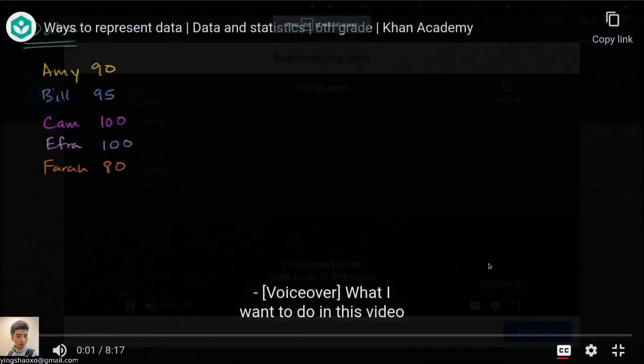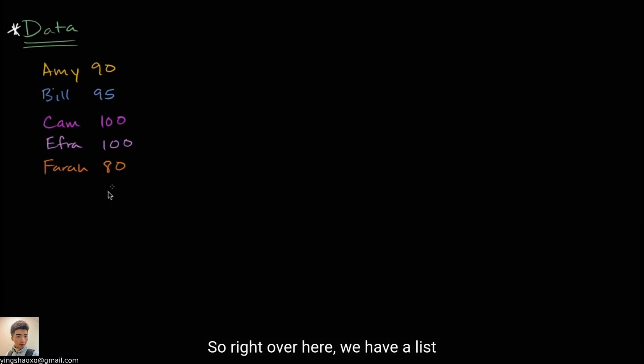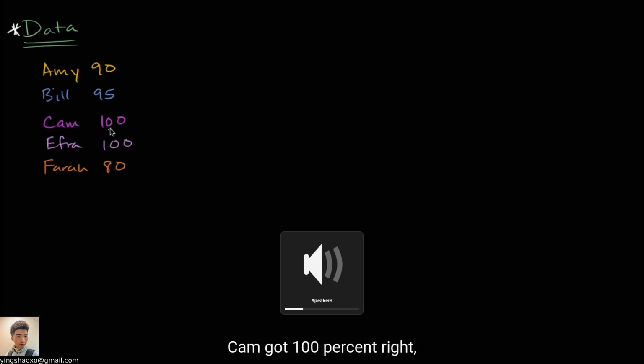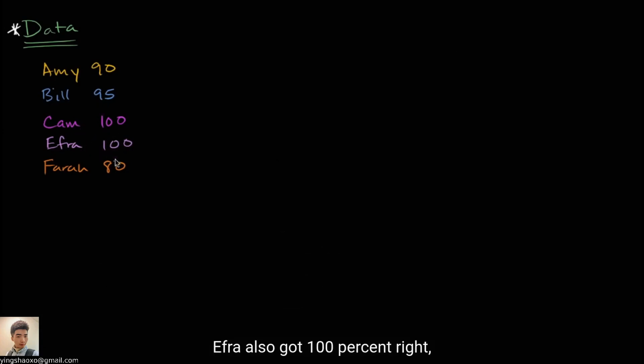What I want to do in this video is think about all of the different ways that we can represent data. So right over here we have a list of student scores on, say, the last test. Amy got 90% right, Bill got 95% right, Cam got 100% right, Efra also got 100% right, and Farah got 80% right. This is one way to show data.